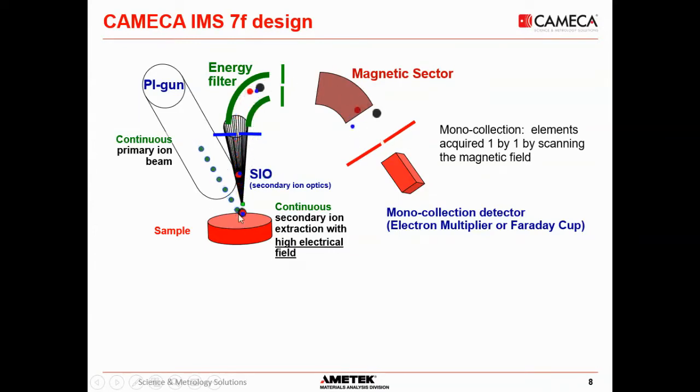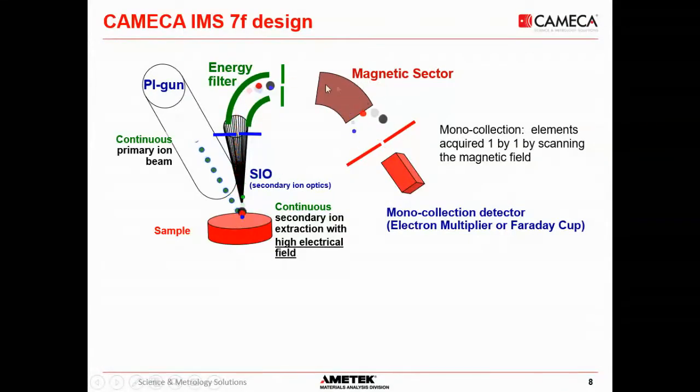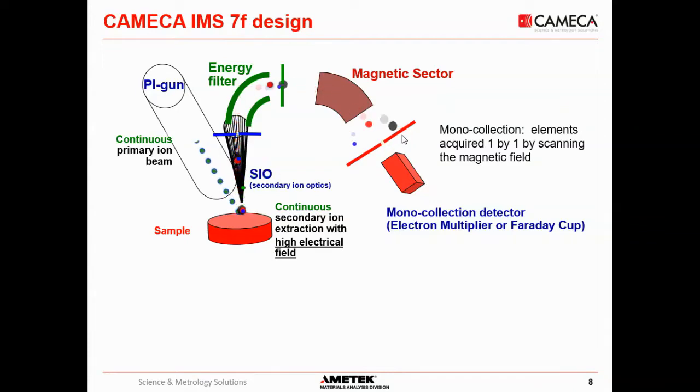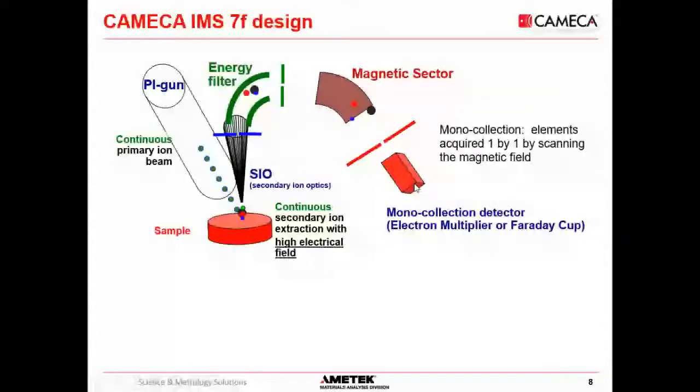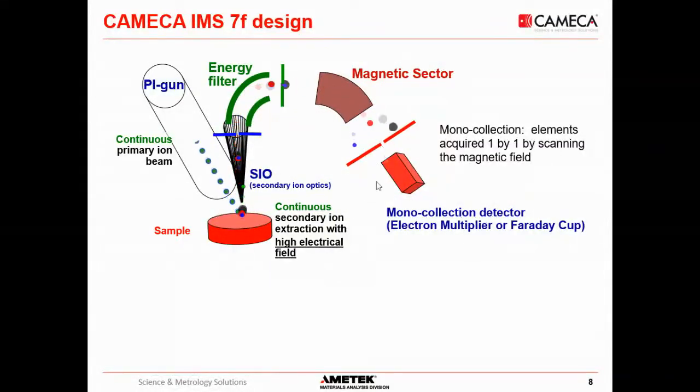The ions that come out of the sample, the secondary ions, are collected here and then analyzed, going through the mass spectrometer, which is based on the coupling of an electrostatic sector and a magnetic sector. The magnetic sector separates the ions according to their mass. The detection then records the ion intensities. In this type of SIMS instrument, we are working in monocollection mode, which means that elements are acquired one by one by scanning the magnetic field. The ion intensities are recorded using two different kinds of detectors, an electron multiplier or a Faraday cup.